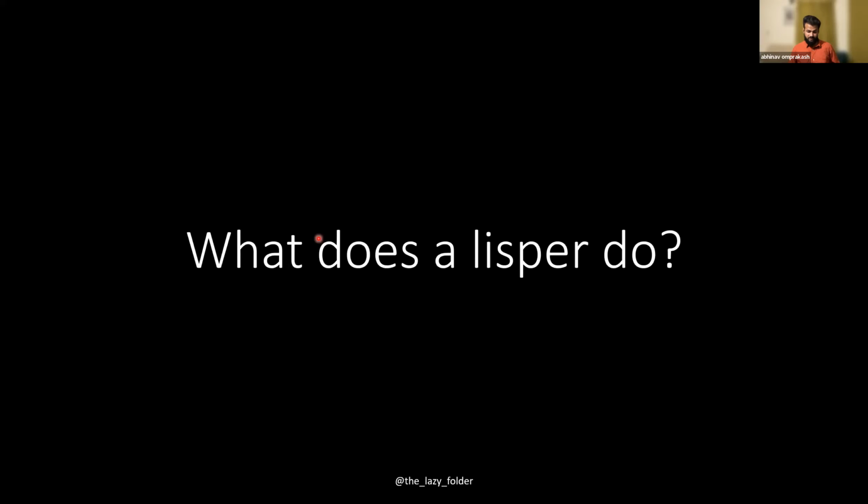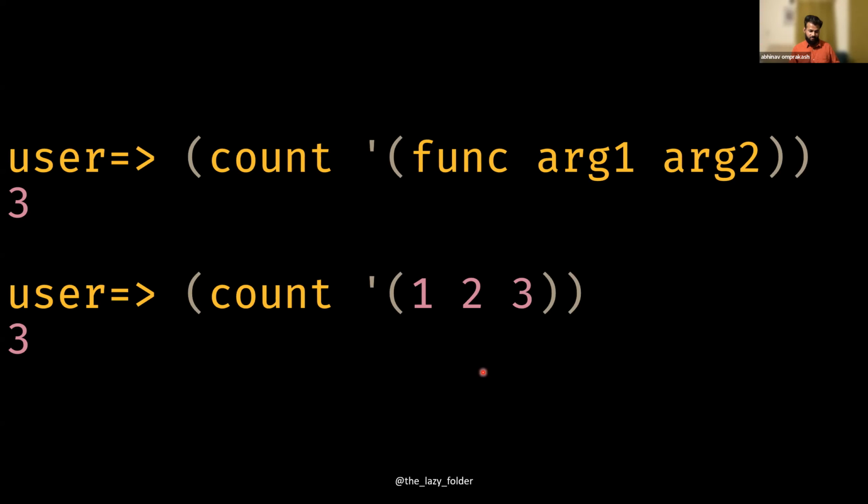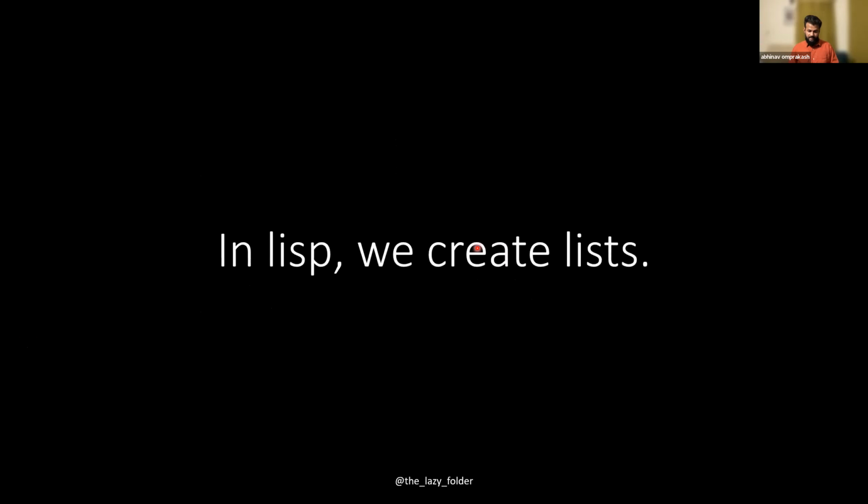For example, if you look at this, you might think that the first one is a function call and the second one is a list. But actually, both of them are lists. They're 3-element lists. And because they're lists, you can have list operations on them. You can count the elements, you can swap them around, you can add elements, you can conj elements to the list. And this is powerful because we can manipulate lists now. So in Lisp, we create lists.